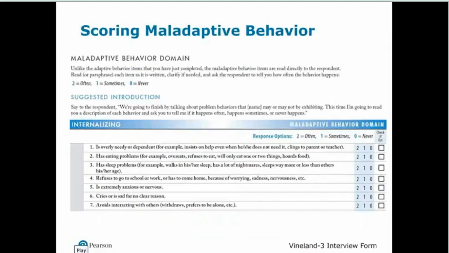In the maladaptive behavior, we use slightly different response options. 2 means that behavior is observed often, 1 sometimes, and 0 never. And there's also the check if estimated box.